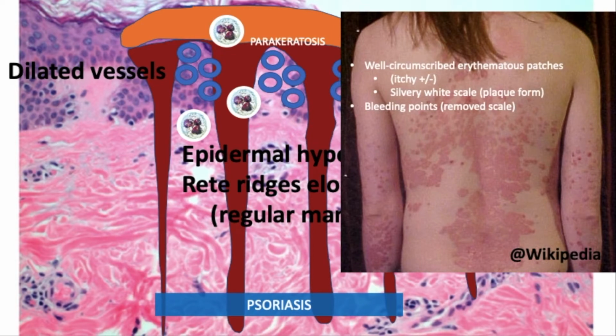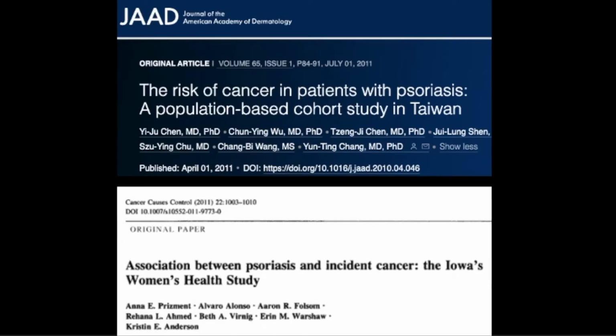lesions look as well: demarcated erythematous patches that could be itchy, and in the plaque form it takes the silver color. If you try to scrape them, it will leave bleeding points. The interesting part about psoriasis is the relationship with cancer, and the literature recommends screening patients, especially for colon cancer, as well as a detailed family history for other known cancers.